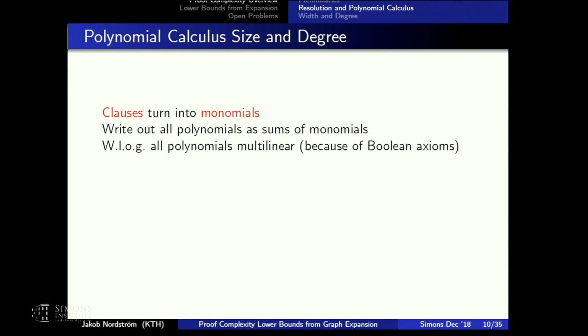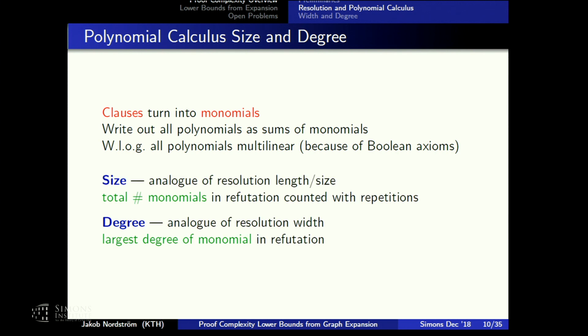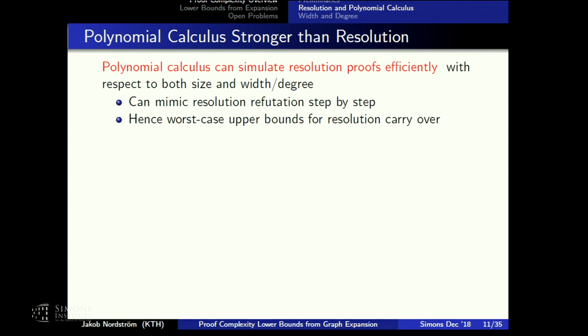complexity measures: size and degree. So every clause turns into a monomial. So in resolution, where we're counting clauses, now we'll count monomials, and we'll write the polynomials. We'll insist on a very specific, stupid polynomial representation, namely as linear combinations of monomials. So the size is going to be the total number of monomials that you see in a proof, and degree is the largest degree of any monomial. And you see that clause width will turn into monomial degree. Okay? So size and degree.